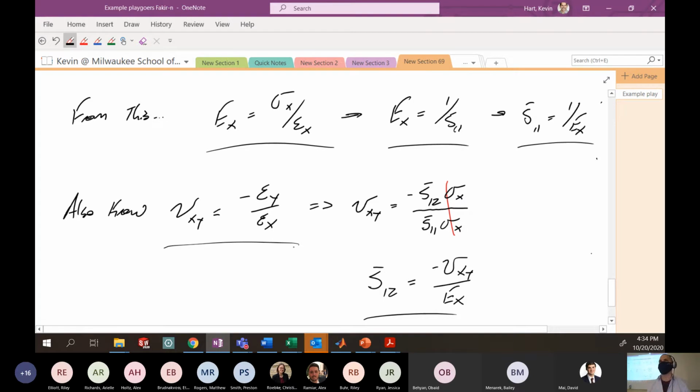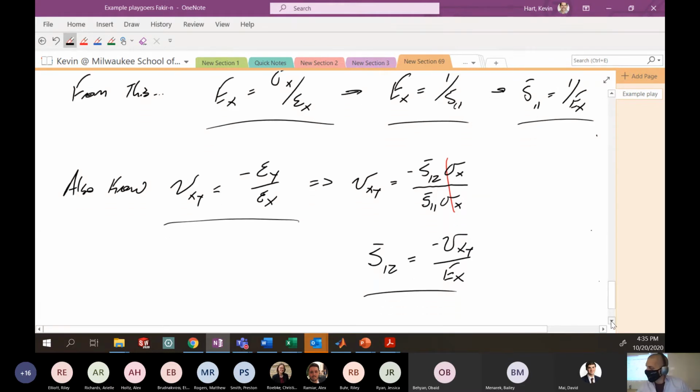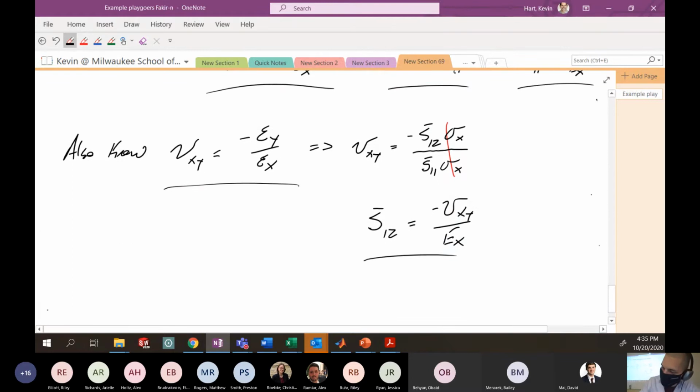I will introduce now a new parameter I promise you have not seen before. That is called the shear coupling coefficient. It is very similar to the Poisson's ratio, except it's not the relationship between transverse strain and longitudinal strain. It's the relationship between shear strain and longitudinal strain. Weird one. So, a new engineering constant.